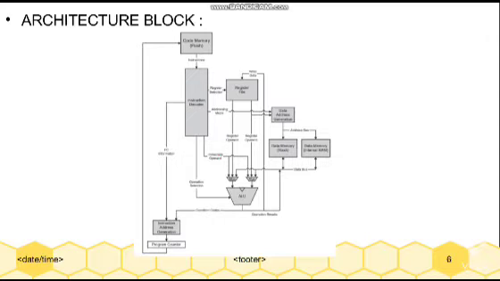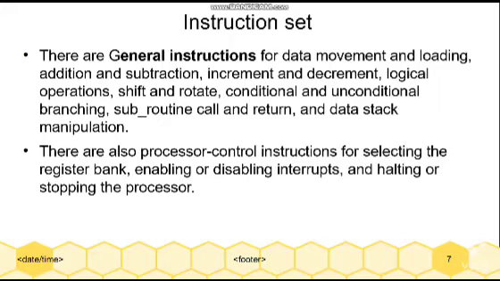This is the basic architecture block. Here we can see code memory, instruction decoder, instruction address generation, program counter, register file which is connected to the ALU, and the ALU has two MUX parts, and it has data memory, internal RAM and flash, data address generation unit. Now let's see about the instruction set.